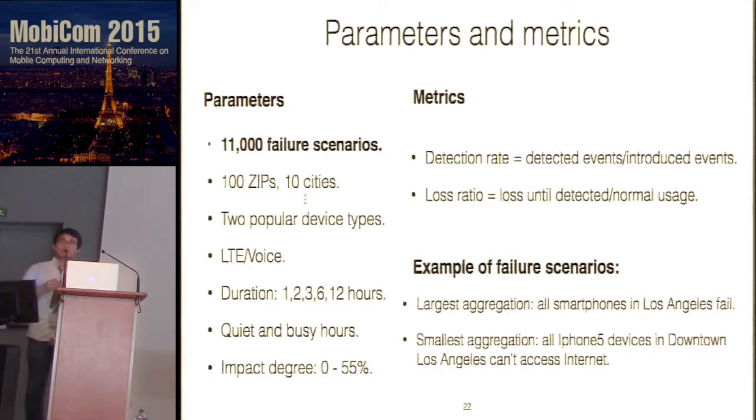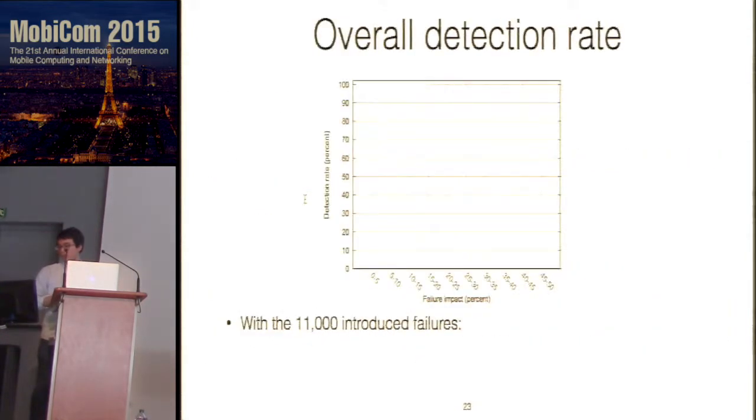Detection rate basically is the ratio of the amount of events we detected over the amount of events we introduced. And the loss ratio is basically the ratio between the total usage lost before we detected the event, divided by the normal usage during that event. So this figure shows the overall detection rate for Epson. On the x-axis we have the failure impact. On the y-axis we have the detection rate.